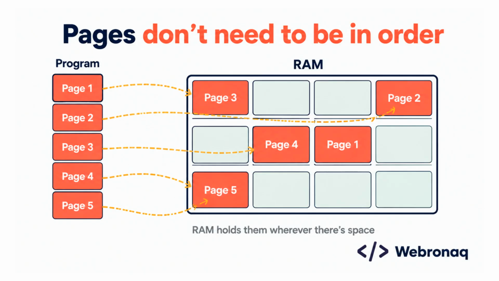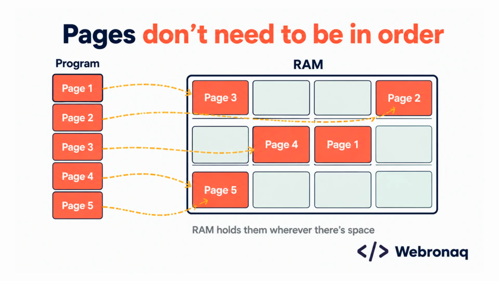Look at what's happening here. The program thinks of its pages in a neat order. Page 1, page 2, page 3, and so on. But in actual RAM, those pages can be sitting anywhere. Page 3 might be at the top, page 1 somewhere in the middle, page 5 down at the bottom. They don't have to be next to each other, and they don't have to be in order. This is a huge deal.